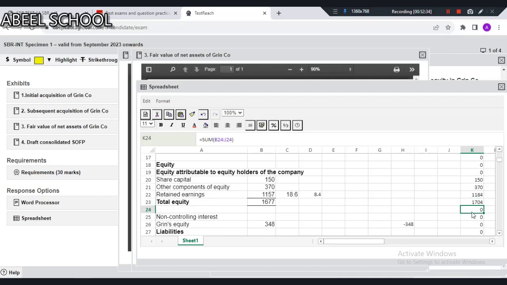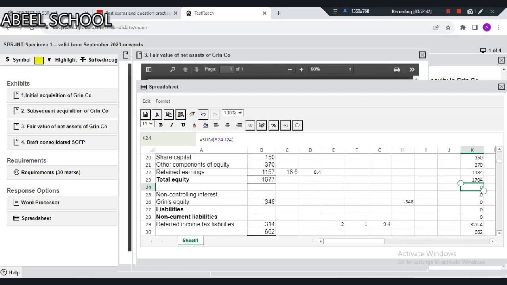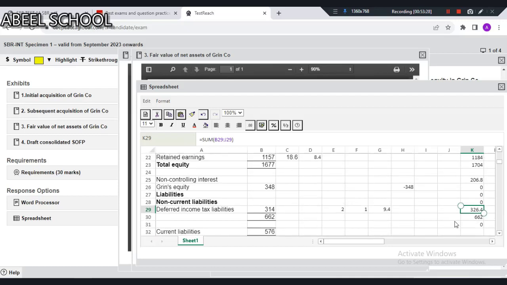Then non-controlling interest. We had non-controlling interest, if I'm not wrong. It was 206.8. That was the non-controlling interest. Just a minute. Non-controlling interest should come here. 206.8. Grins equity has to be 0. Now deferred tax liabilities. The total of deferred tax liability is 326.4. We need to remove this.